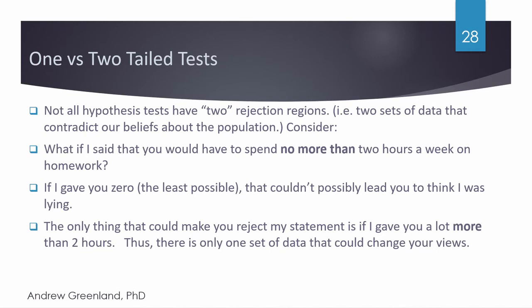That means there is only one set of sample averages you could observe for the amount of time you spend on homework that could lead you to contradict my claim. And those would be very, very large values of homework. If I gave you 4 or 5 or 6 hours on average, that would contradict the claim. But even if I gave you 0, which would typically be in one of the tails because it's not equal to 2, 0 is much less than 2. But since I've claimed you'd have no more than 2 hours a week, what we're defining here is what's called a one-tailed hypothesis test.